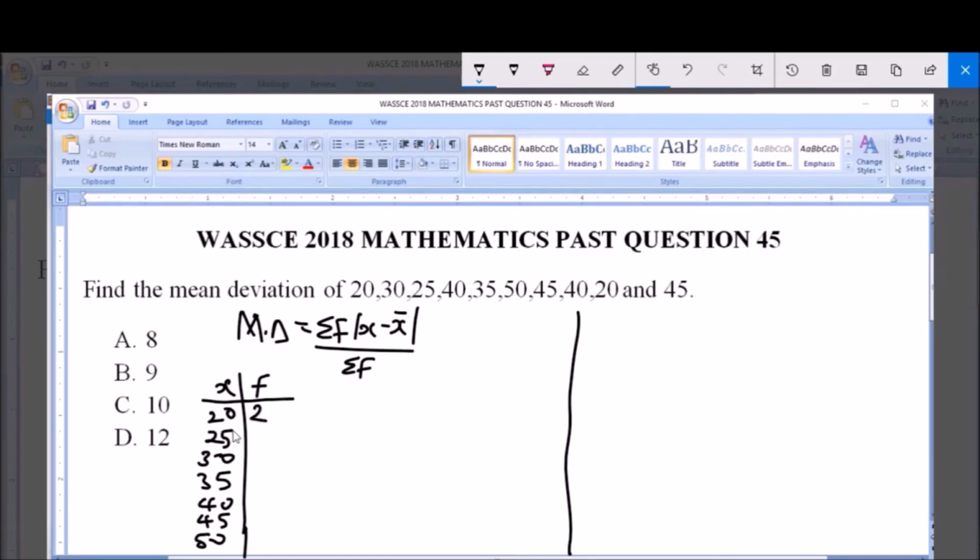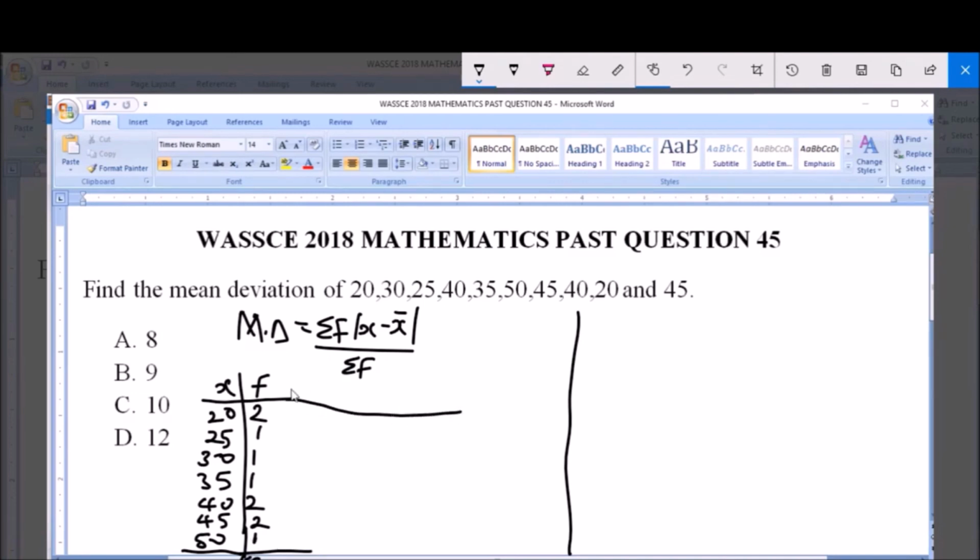Now looking at this, 20 appears twice, so the frequency of 20 is 2. 25 appears once, 30 appears once, 35 appears once, 40 appears twice, 45 appears twice, and 50 appears once. So therefore we can say summation f is equal to 10.